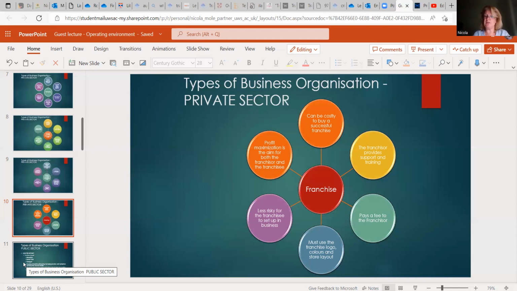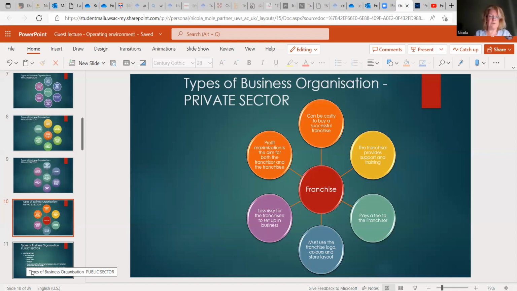If you buy a franchise, you pay a fee to the franchisor, that is like the parent company. And therefore you have to use the franchise logo, colours, and store layout. That's one of the non-negotiable conditions when you buy into a franchise, but you're buying into a successful brand. It's less risky to set up in business if you're buying into a successful business like that, and that is why many people do that if they have the money. Again, profit maximisation, okay? All businesses in the private sector start with the aim of profit maximisation.